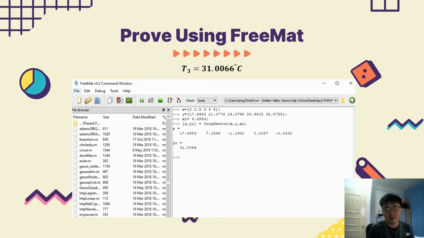Okay. Next, moving on to the last one, T3 is 31.0066 degrees Celsius. So from the free method, we're also getting the answer 31.0066.